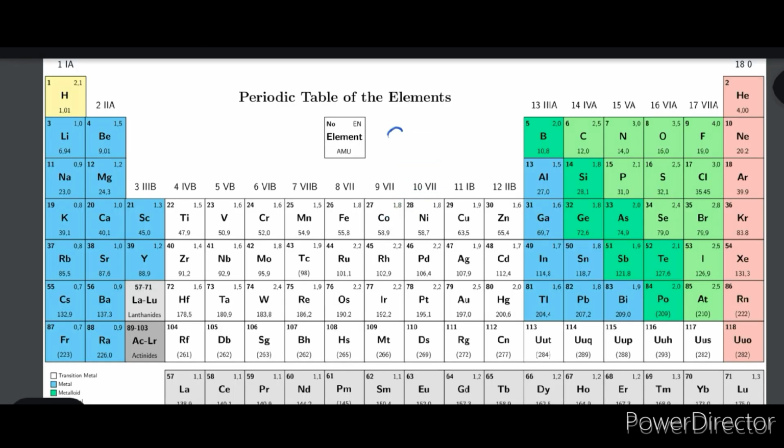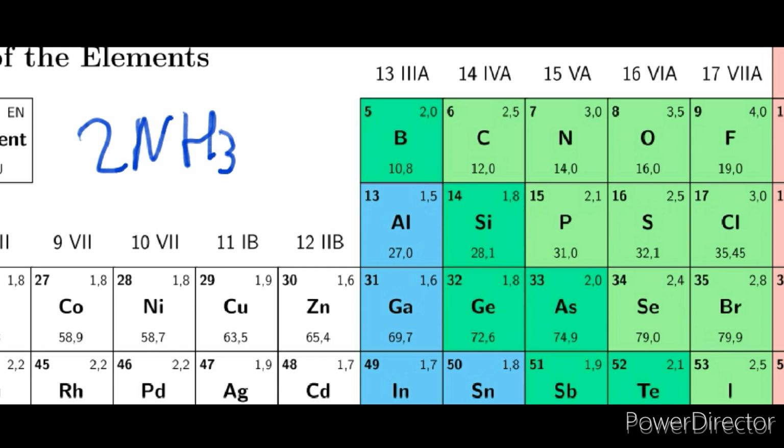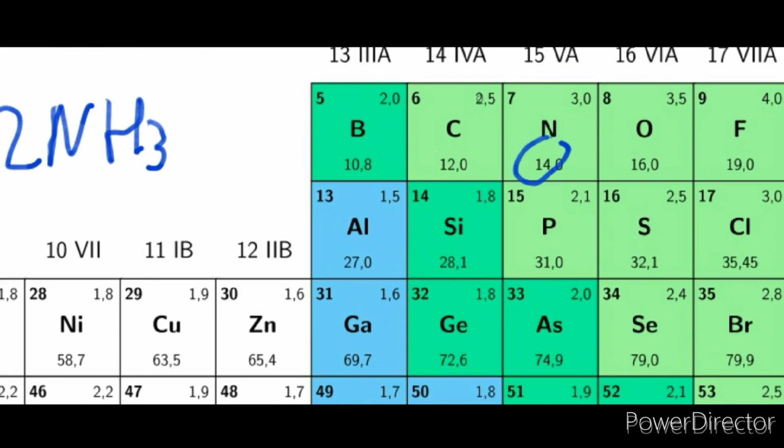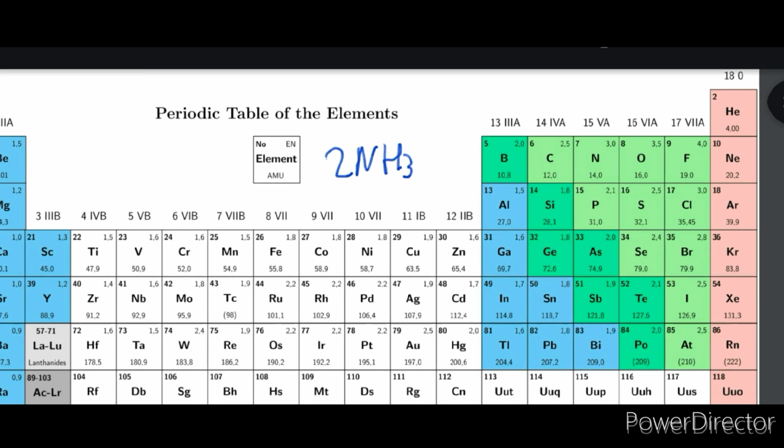Now notice that it was actually 2NH3. However, you do not consider the molar ratio when you are calculating molar mass. So you do not say 2 times whatever is here. So let's ignore this 2 and let's just focus on the rest of the stuff. So we're looking for nitrogen. So where is nitrogen? So nitrogen is here. So 14.0. So that is the atomic mass. So the atomic mass is 14. So we're going to say 14.